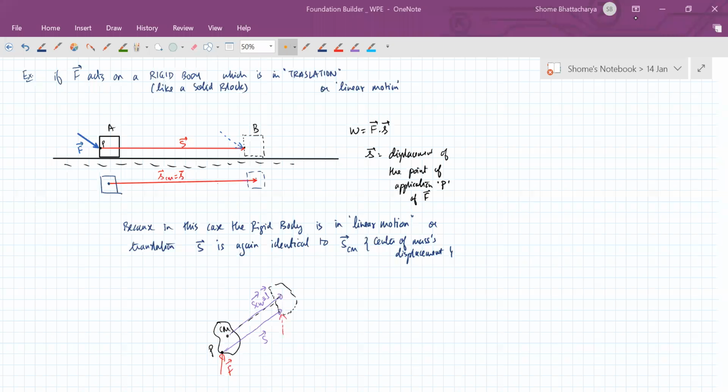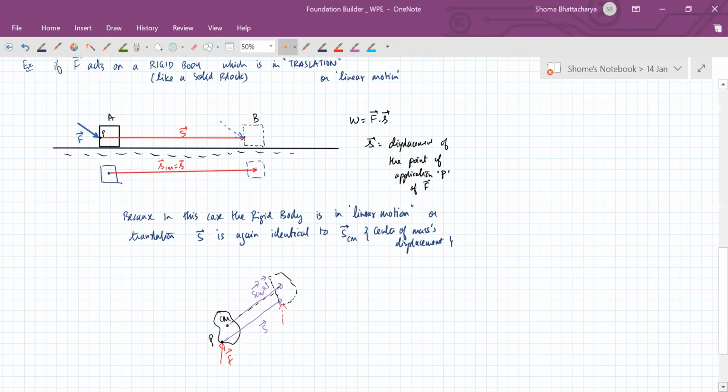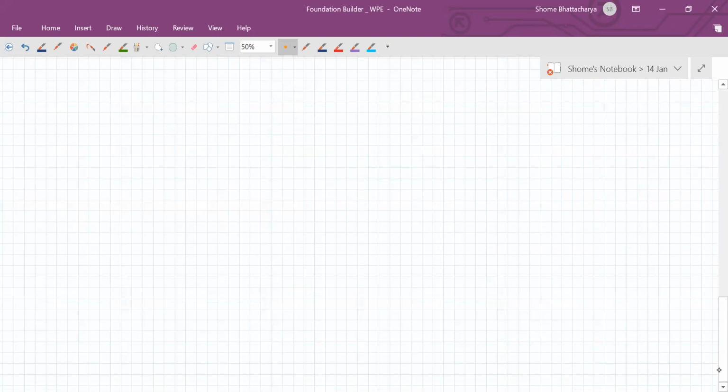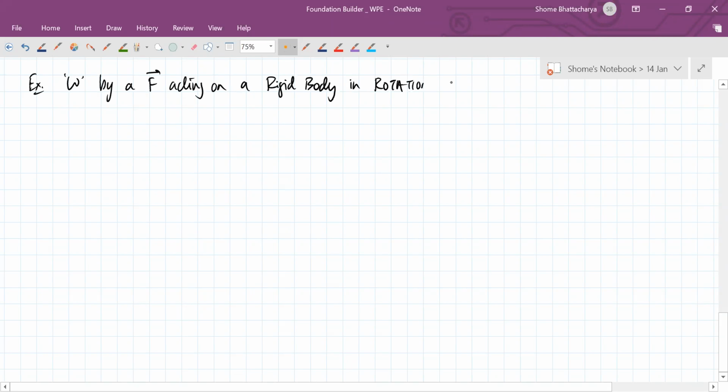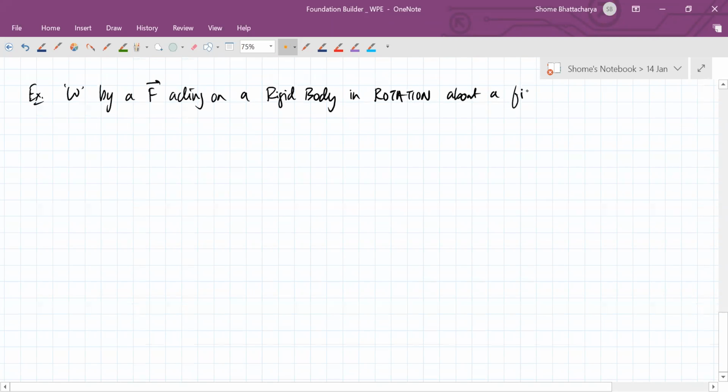Okay, now let's understand the next example, where we are talking about a force acting on a rigid body which is in rotational motion. Work done by force acting on a rigid body in rotation about a fixed axis. Now this is going to present a different situation. The moment you look at the example, you will understand.